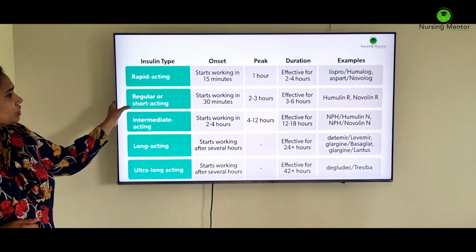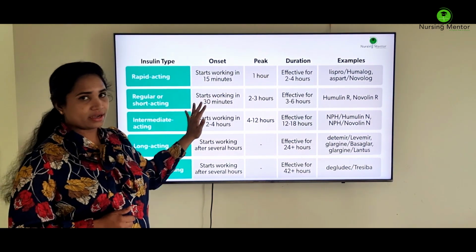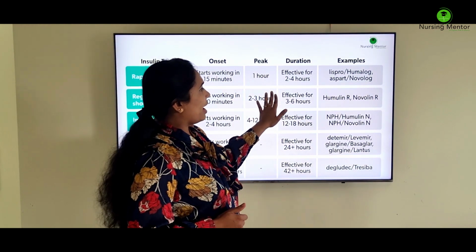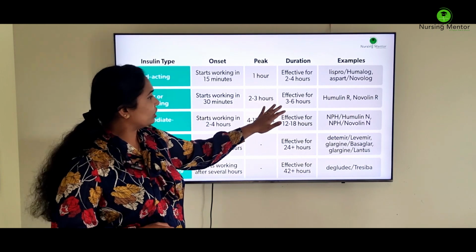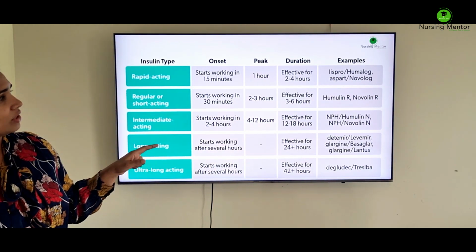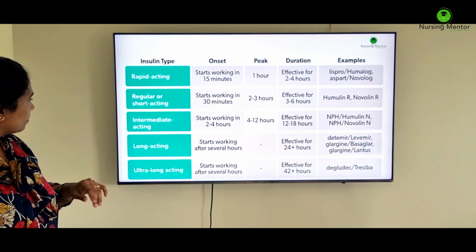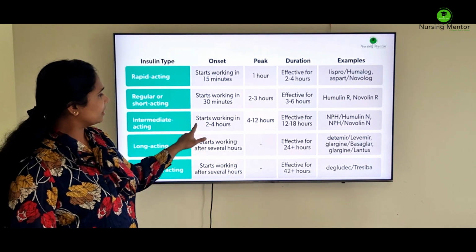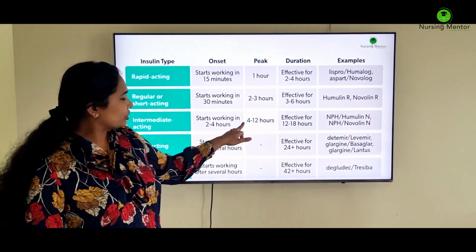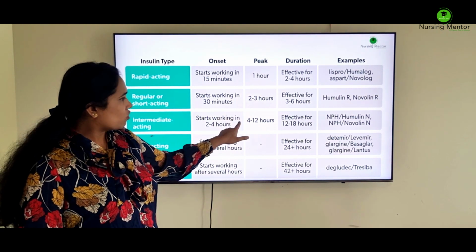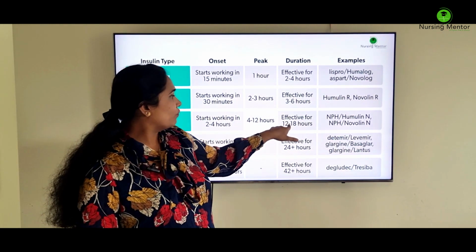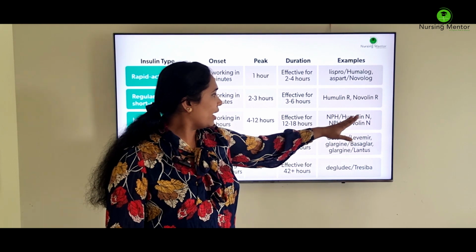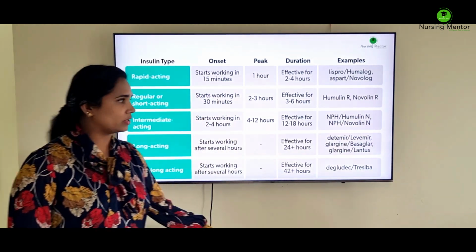Next is the regular or short acting insulin, which starts working in 30 minutes, and the action time peaks between 2 to 3 hours. And the duration is that the insulin is effective for 3 to 6 hours. And the examples include Humulin R, Novolin R. The third one is intermediate acting insulin, which starts working within the 2nd to 4th hour. The peak action occurs from the 4th hour to 12 hours, and it's effective for 12 to 18 hours. And the examples are NPH Humulin N insulin or NPH Novolin N insulin.